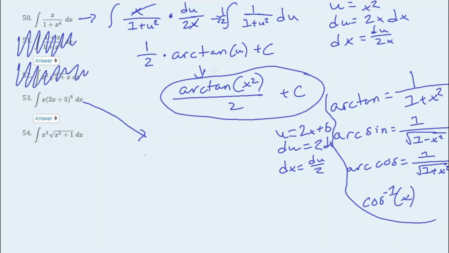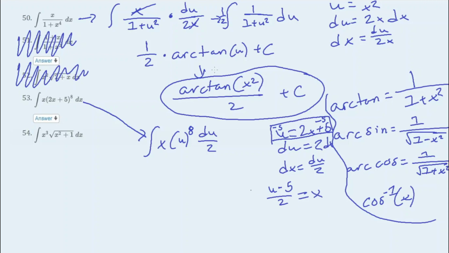And now let's rewrite everything. So we're going to have integral of x times u to the 8th power, and dx, which is going to be du over 2. You could see here we haven't been able to successfully remove the x value, but what could we do, like we've done before? We know we have u equal to 2x plus 5. So let's just find x by itself. We would have to subtract 5 on both sides and divide by 2. So we would have u minus 5 over 2 is equal to x.